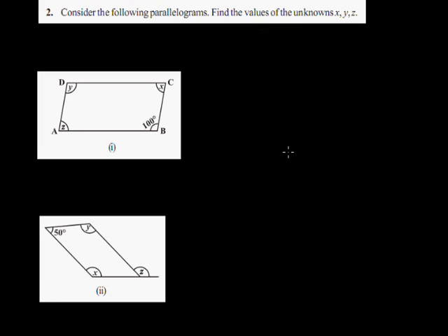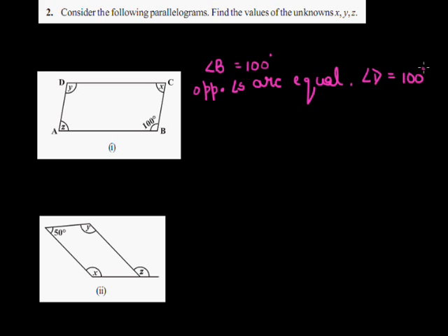Now coming to the second question. In the second question, a parallelogram is given and we have to find the value of x, y and z. Now first of all, angle B is given to us as 100 degrees. We all know that the opposite angles are equal in the parallelogram. So the opposite angle of angle B is angle D. So angle D will be equal to 100 degrees.